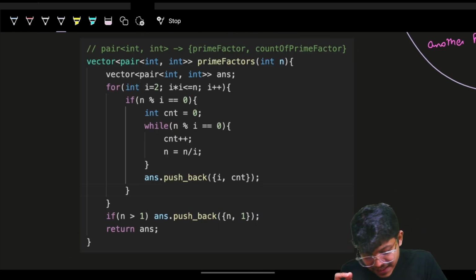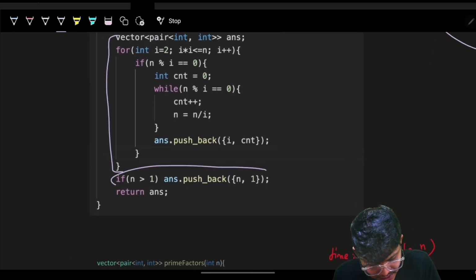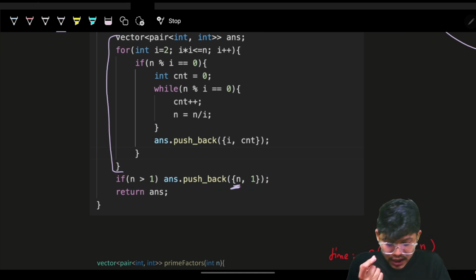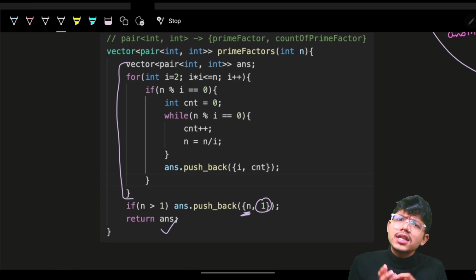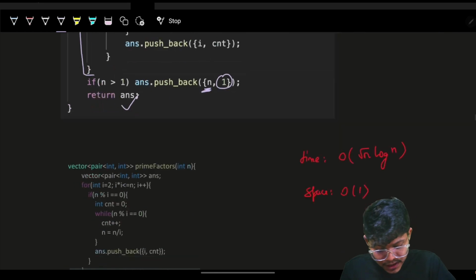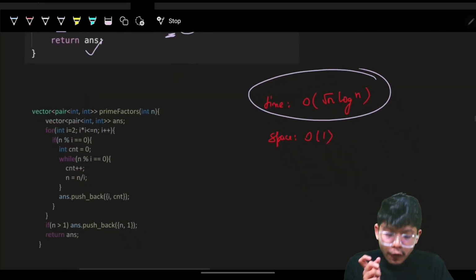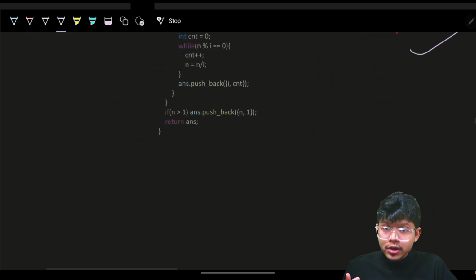So it's exactly the same, just that after my loop is completed, if something is remaining and it is more than 1, that will also be my prime factor with a count of 1, and I can also push that back in my vector, which is the answer of your prime factors and their corresponding count. Thus you have optimized your code to run in O of root n into log n, right? And space use is actually O of 1 itself.